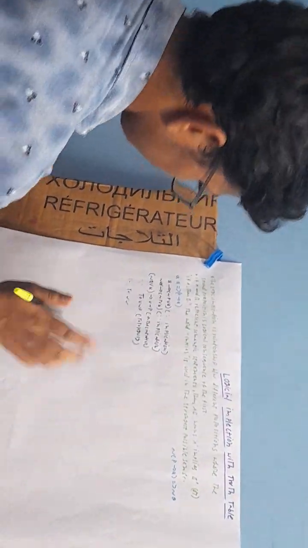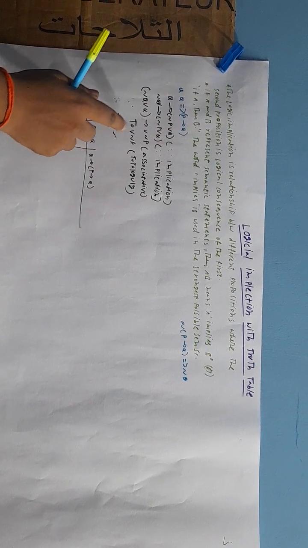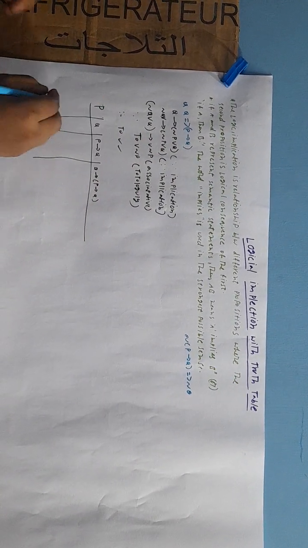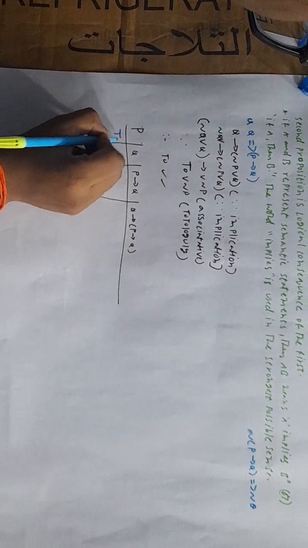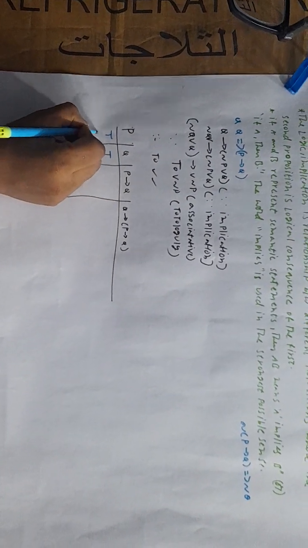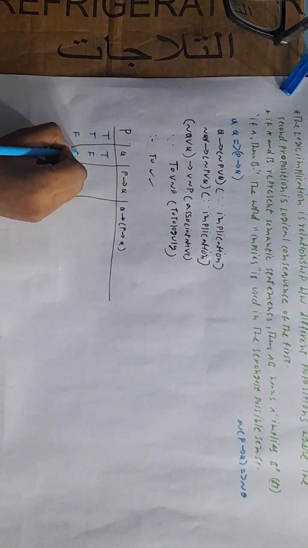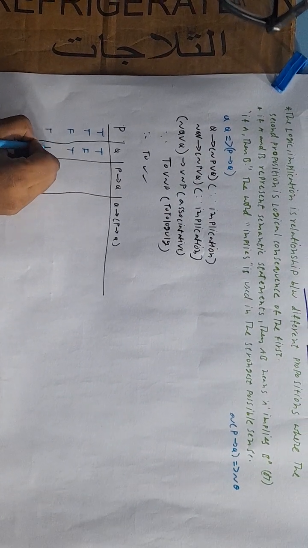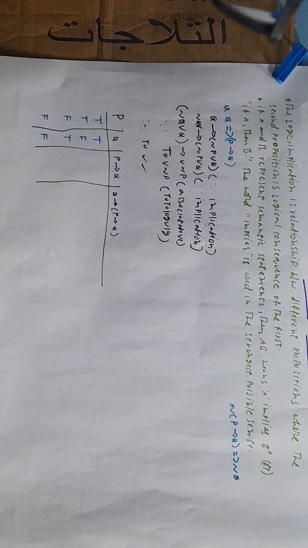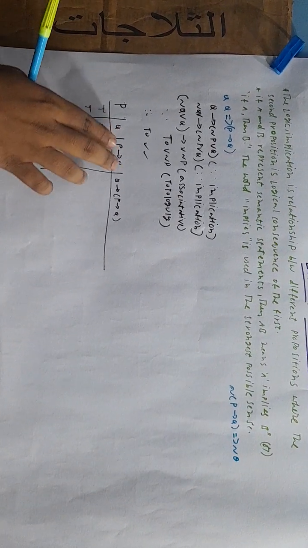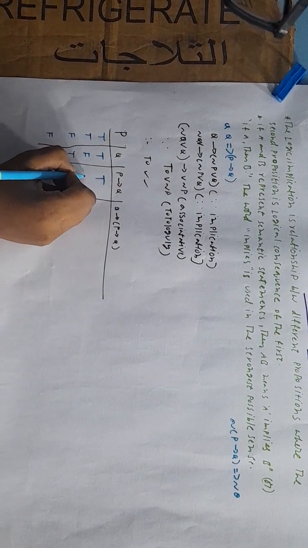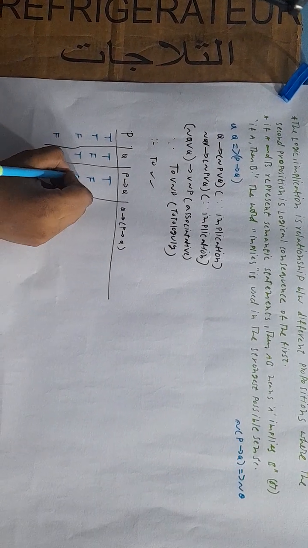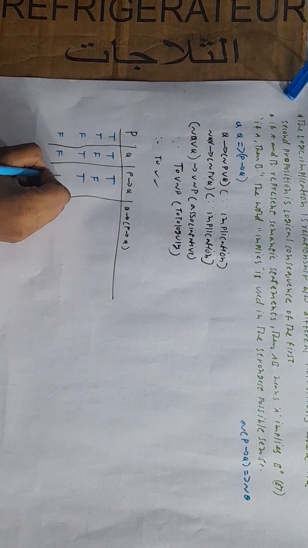This question. We are discussing the truth table of the question. P, Q. We have to take the values: true, true, true, false, false, true, false, false. Next, P, negation of Q: true, true, true, true, false, false, false, true, true, false, false, true.